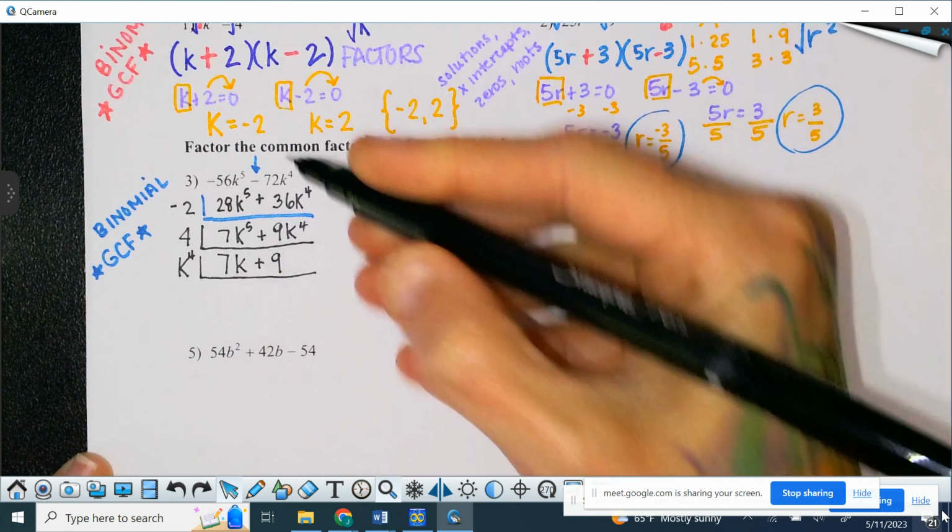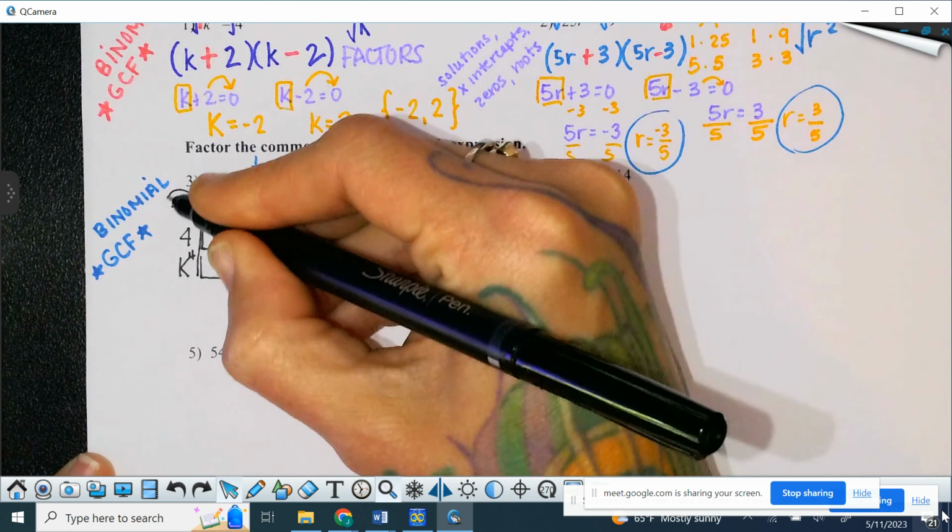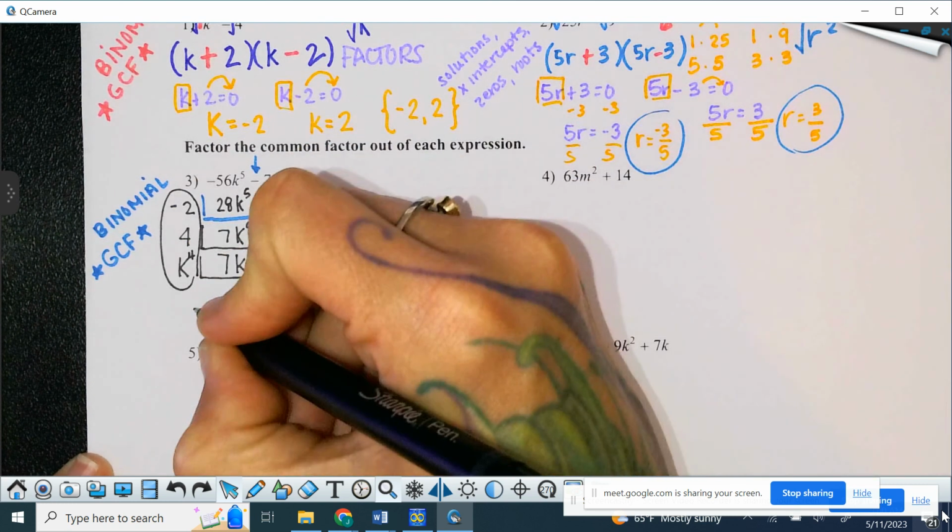You're going to multiply down the side. So negative 2 times a positive 4. What does negative 2 times a positive 4 give me?